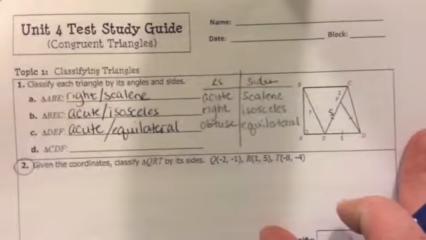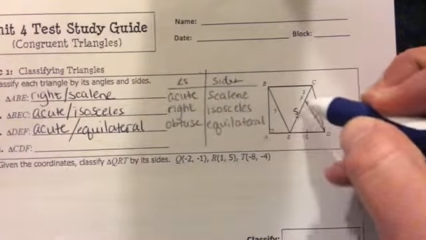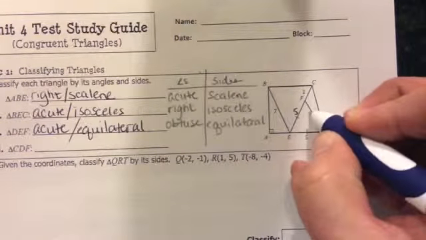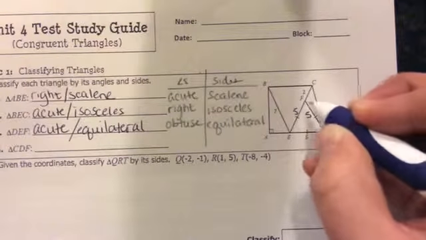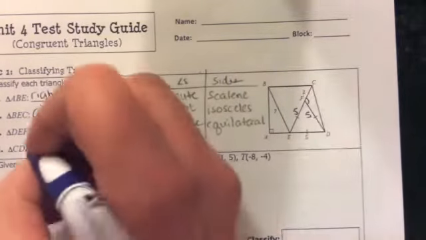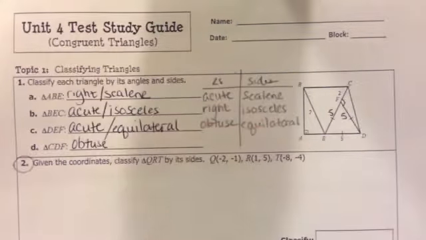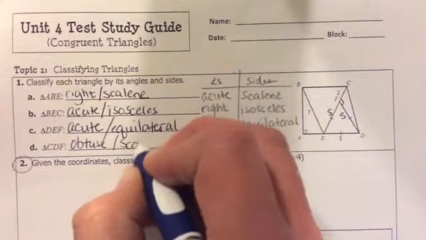Our last triangle in this set is CDF. CDF is this one over here. And what it looks like to me is this is 2. This side, again, we know is 5. This side is different. But I do have an obtuse angle right there, so it's definitely obtuse. The angle is bigger than 90. And it looks like all sides are different, so I'm going to call it scalene.